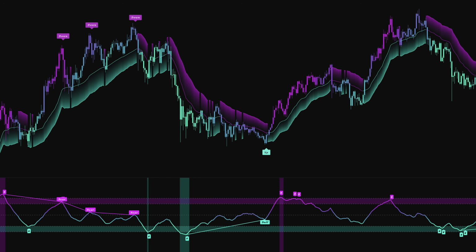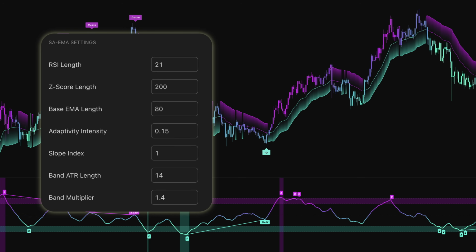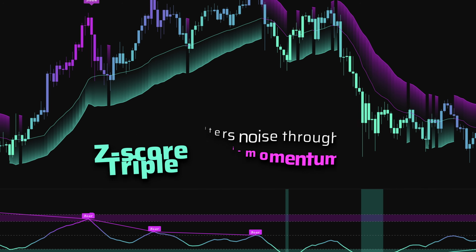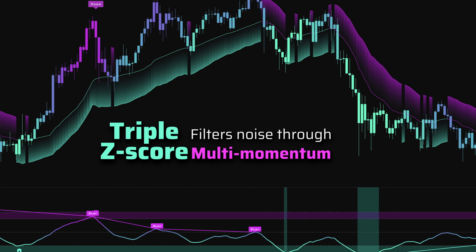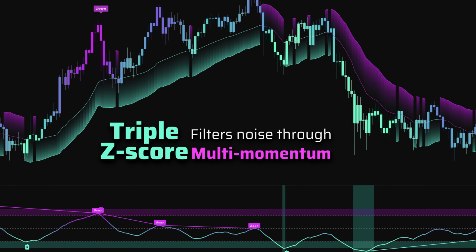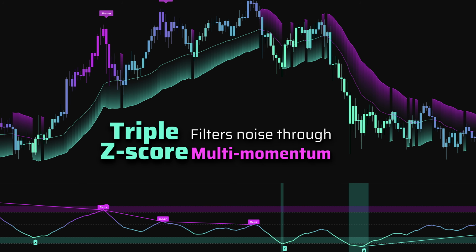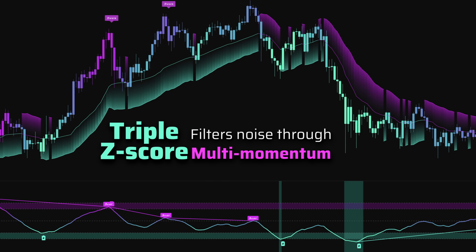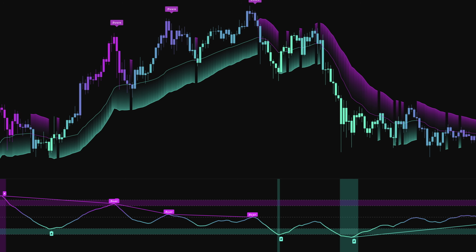The core methodology takes RSI, stochastic RSI, and MACD, calculates Z-scores for each over a 100-bar lookback, then averages these standardized values and applies EMA smoothing. This triple Z-score approach attempts to filter noise by requiring agreement across different momentum calculations. When all three indicators show extended readings in the same direction, the composite signal becomes more pronounced.